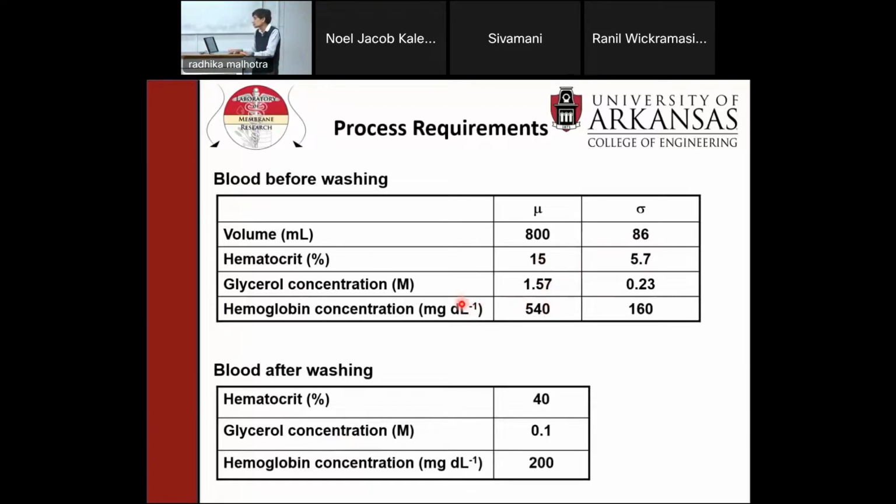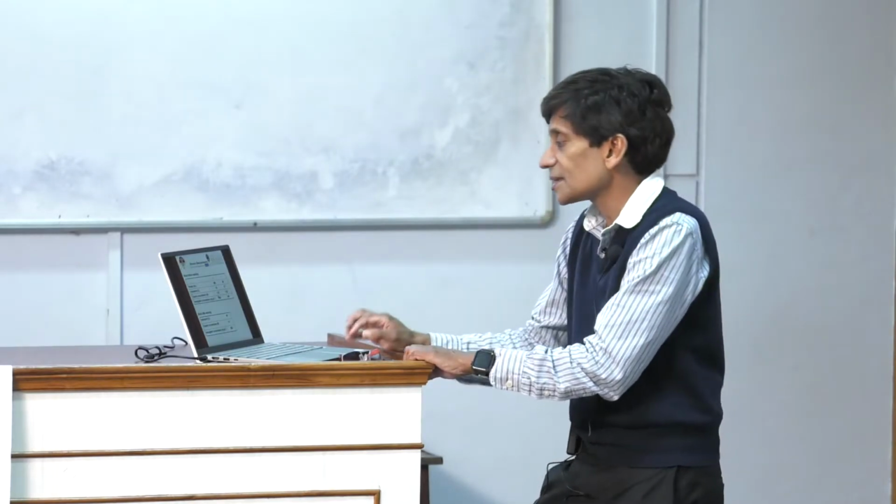This is a very high supernatant hemoglobin concentration. Okay, 540 milligrams per deciliter is very high. That means there is hemolysis. You've got to remove that. You cannot inject that into the patient.